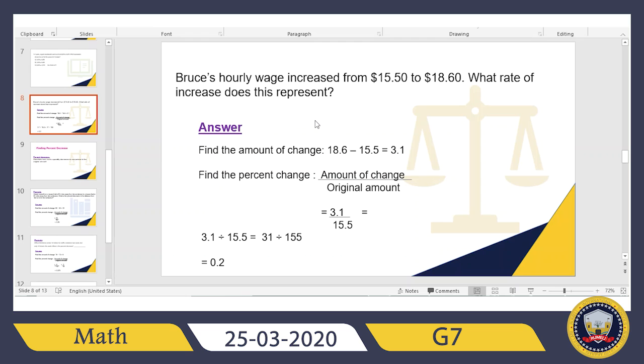طيب يبقى I have to go through two steps. The first one, I have to find the difference between his new salary and his old salary, which is 18.6 minus 15.5 اللي هي the answer will be 3.1. طيب I get the 3.1. What else can I do? I have to divide this 3.1 by the original amount اللي هي 15.5. So 3.1 divided by 15.5.